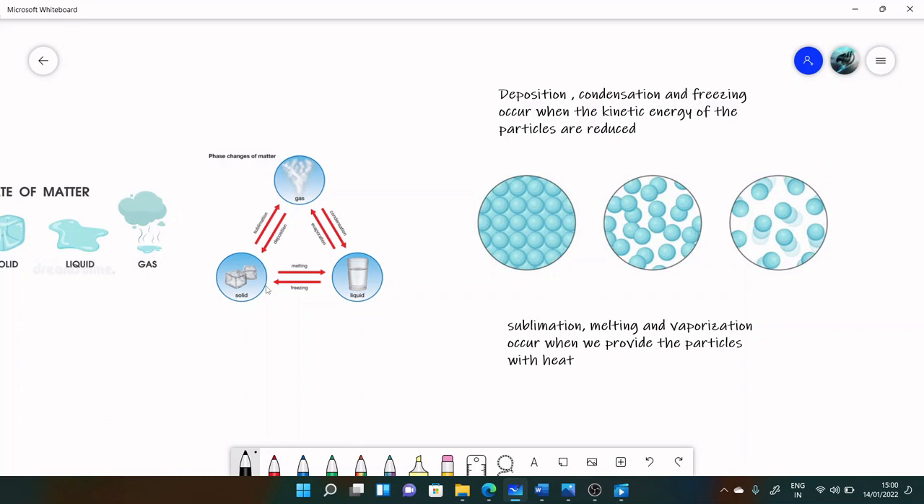Those two processes are sublimation and deposition. We don't need to know why this happens, but it does. All we need to know for now is that there are two cases, sublimation and deposition, where they skip the liquid phase and solids directly turn into a gas and gases directly turn into a solid.